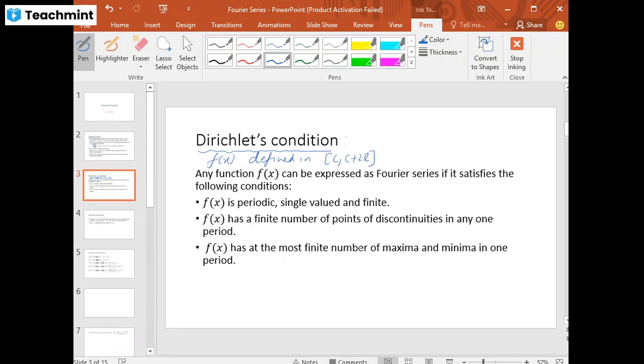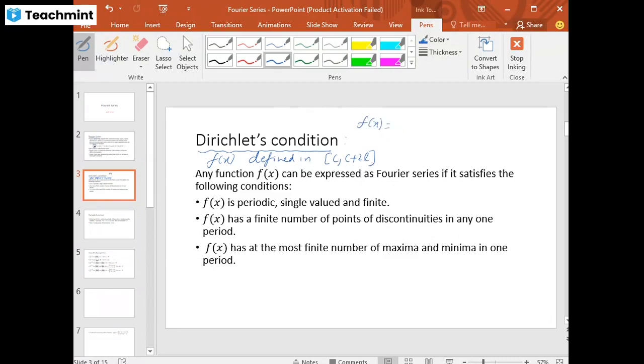This is one of the important properties of the Fourier series: even if your function is discontinuous, we can express that function in the form of Fourier series, unlike other infinite series like the Taylor series expansion. So when we solve problems on Fourier series, the first thing is to realize that your function is of this particular type.